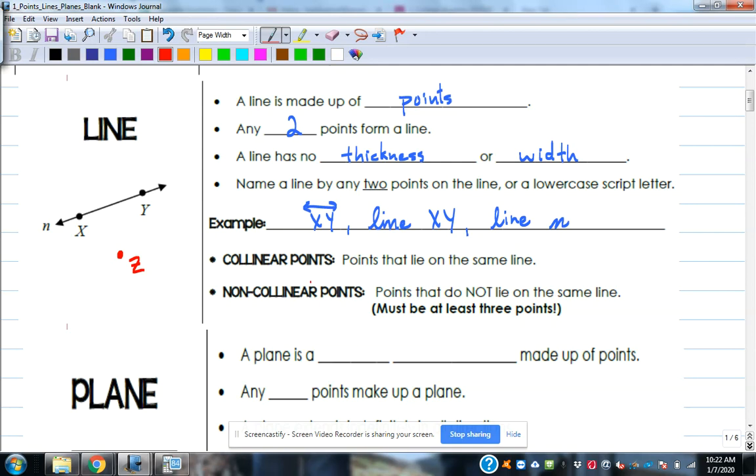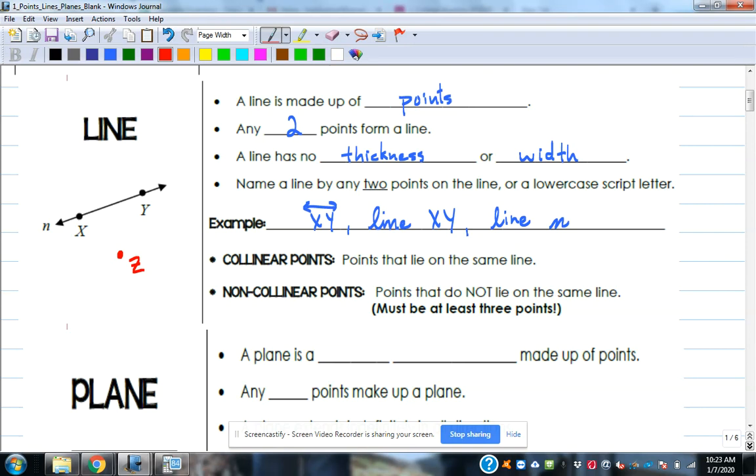So the points X, Y, and Z are non-collinear because they're not all on the same line. X and Y are collinear, but X, Y, and Z are non-collinear because they're not all on the same line. It just takes one to be off the line to be non-collinear. So really easy concept there.